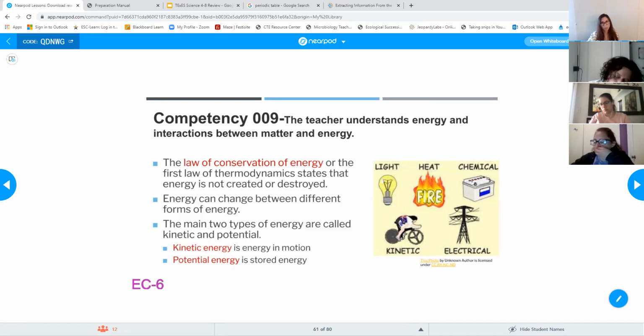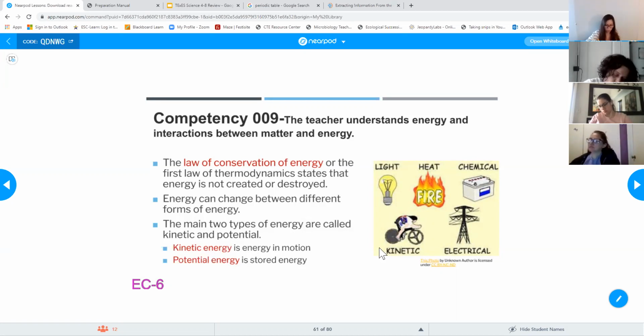So when we think of energy, energy is just going to be transferred from one type of energy to another type of energy. And the two main types of energy that you do need to know are kinetic and potential. Kinetic energy is just the energy in motion, and potential energy is going to be stored energy.